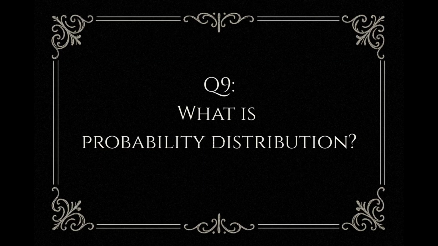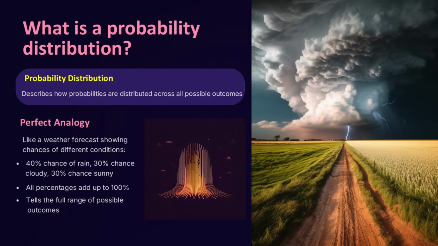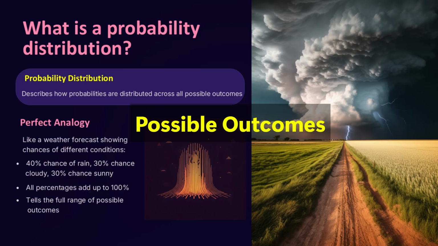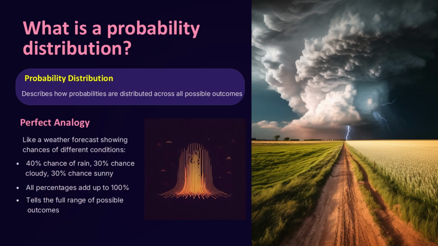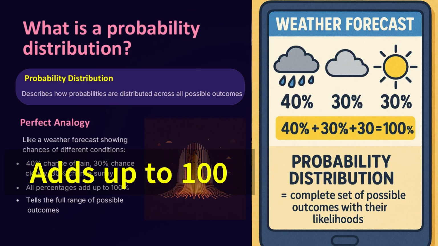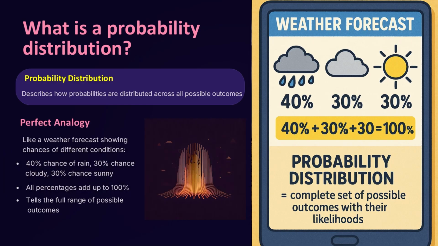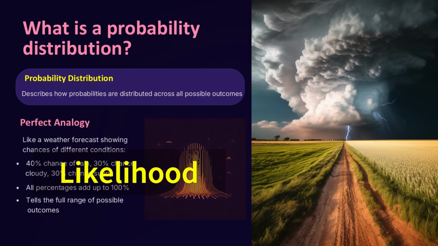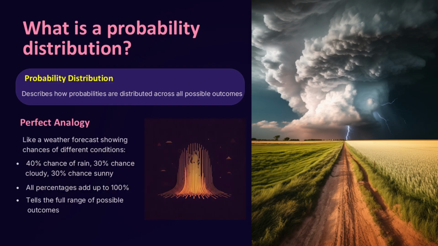What is a probability distribution? A probability distribution is simply a way of showing how chances are spread across all possible outcomes. Each outcome gets a probability, and together they always add up to 100%. It gives us the complete picture of all possibilities. Imagine a weather forecast. It might say there's a 40% chance of rain, 30% chance of cloudy skies, and 30% chance of sunshine. Notice how all the percentages add up to 100. That's exactly what a probability distribution does. It shows the likelihood of every possible scenario in one complete view.